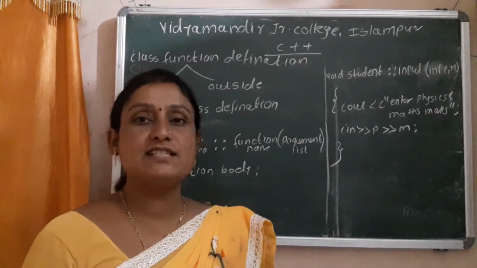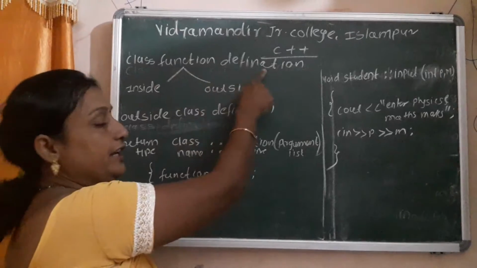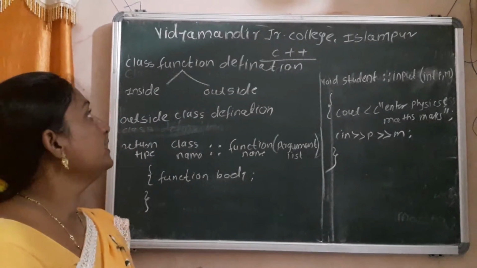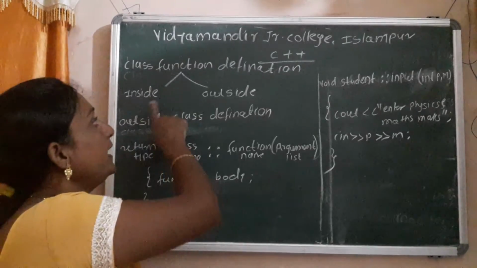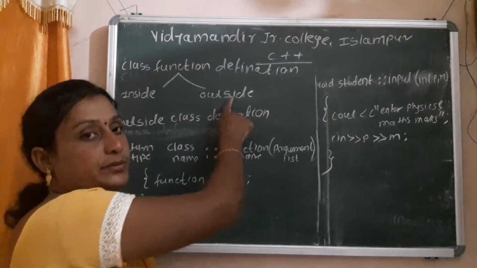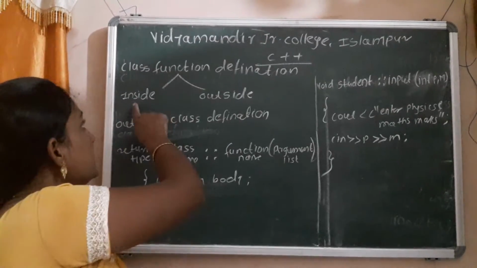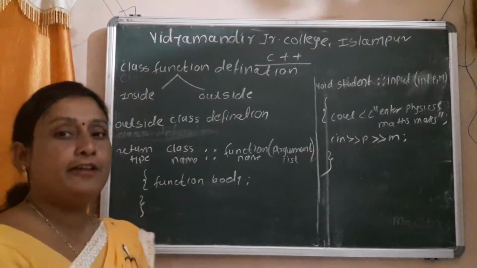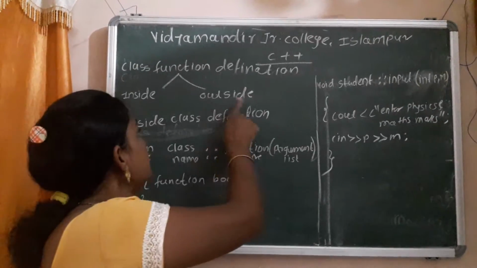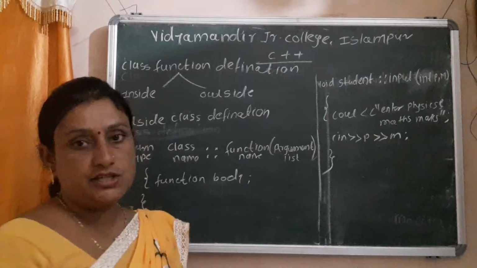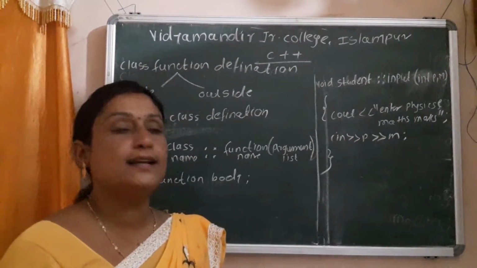Students, in the previous lecture we discussed class function definition. There are two methods of defining a function in a class. The first method is inside the class and the second method is outside the class definition. We discussed the inside class definition. In today's lecture we discuss the outside class definition: how a member function can be defined outside the class.